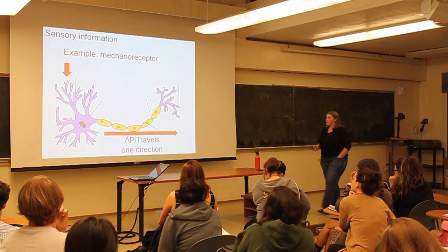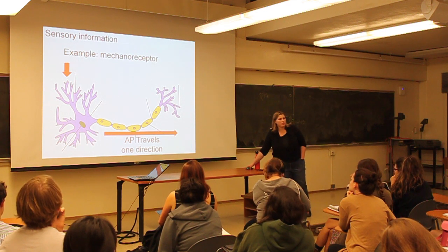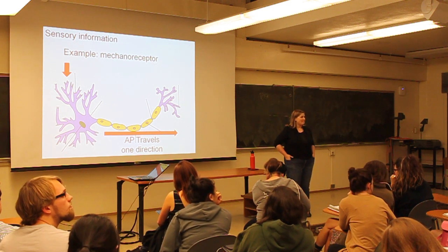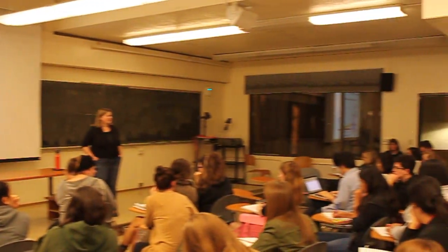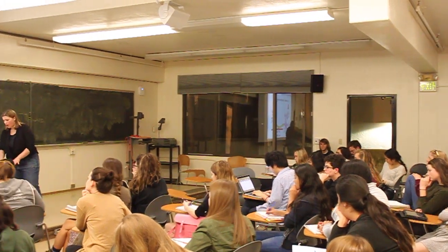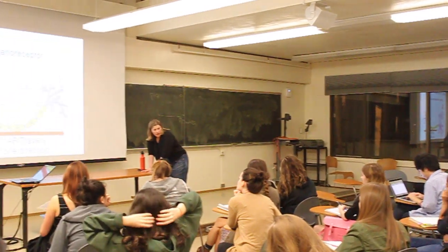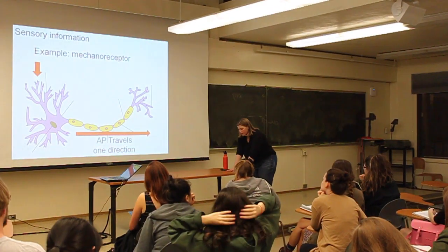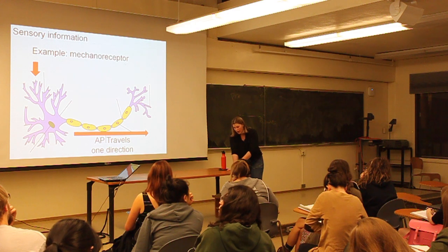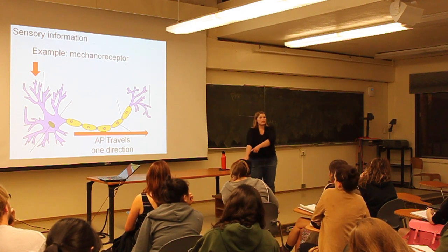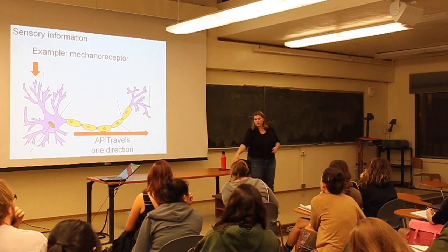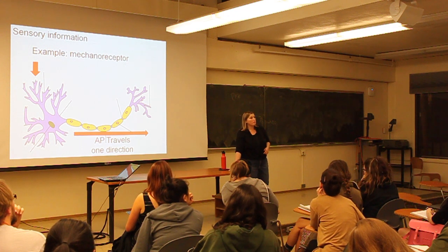So an example would be a mechanoreceptor. Does anybody know what a mechanoreceptor is? It's something that receives mechanical stimulation, such as touch or movement, or it could also be orientation. Yeah, exactly. I'm touching the table right here, and I feel the table on my hands. I feel it because an action potential is being generated by my touching this table. That's getting all the way up neurons through my arm, into my spinal cord, and into my brain. And my brain is interpreting the signal of me touching the table and what that means.